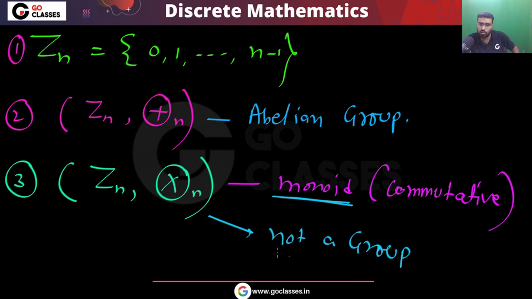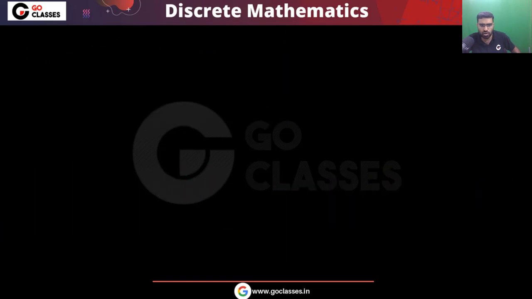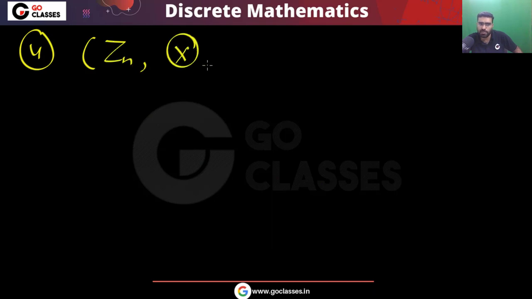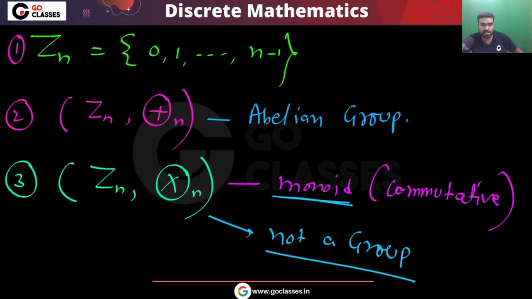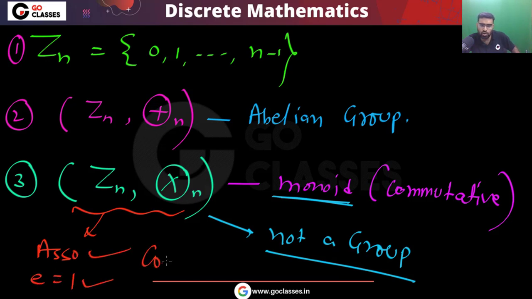Now, what is the problem? Let's see the fourth thing: Zn under multiplication modulo n is not a group. Why is it not a group? Every other property is satisfied. This structure satisfies the associative property, since multiplication is associative. There is an identity element, that is 1, and the closure property is also satisfied. So this is a monoid, but not a group.